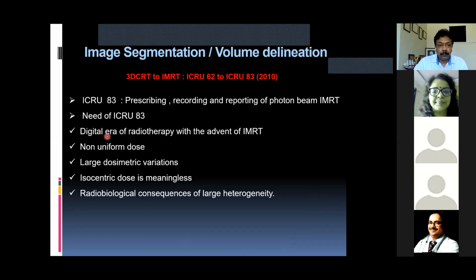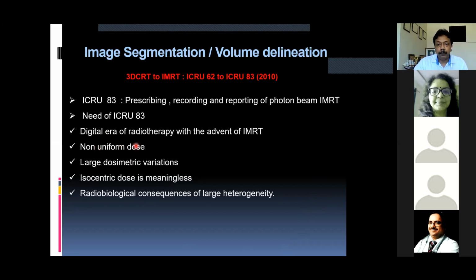The need for this ICRU is because we have entered a digital era of radiotherapy, and with the advent of IMRT, we deal with non-uniform dose. Large dosimetric variations exist within the treatment volume, and isocentric dose is meaningless. But in the prescription of ICRU 62, it was very meaningful up to 3D CRT. They also considered the radiological consequences of large heterogeneity.